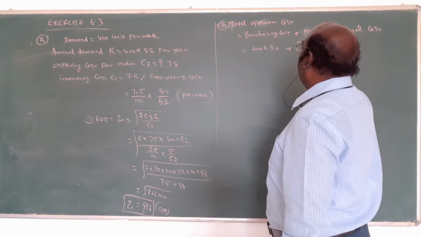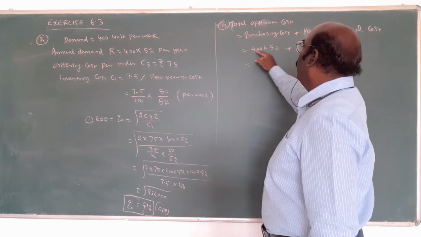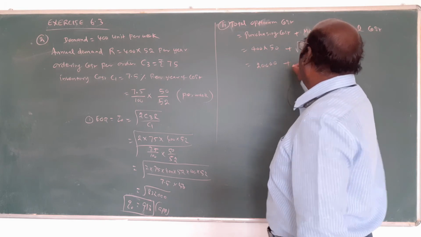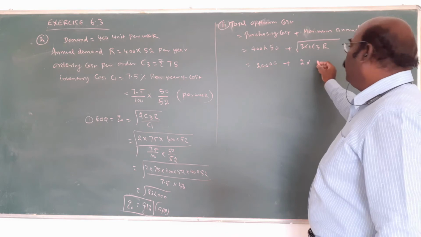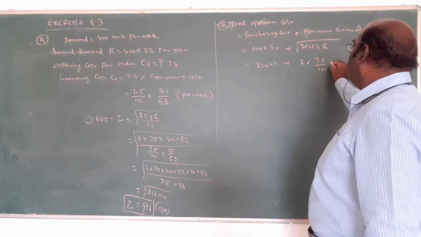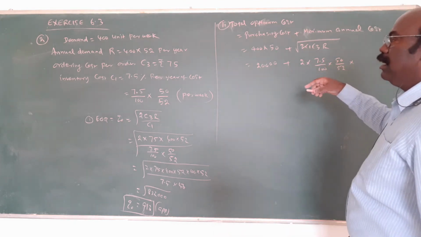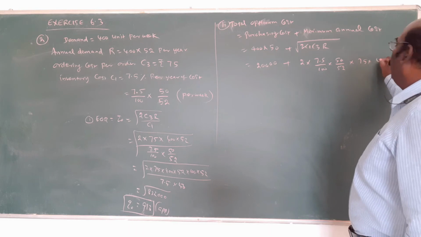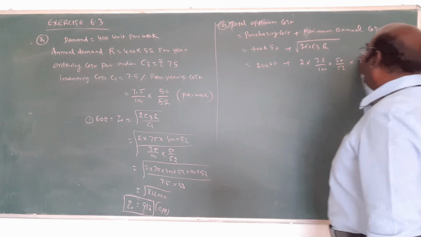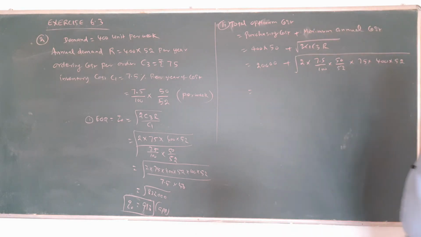Minimum annual cost is what? The square root of 2 C1 C3 R. Now multiply, plus 2 into C1, which is 7.5 by 100 into 50 by 2, 52 into R. C3 is what? 75 into R, 400 into 52. Again, multiply all the values, then divide, then simplify, and we get the answer. Am I right?